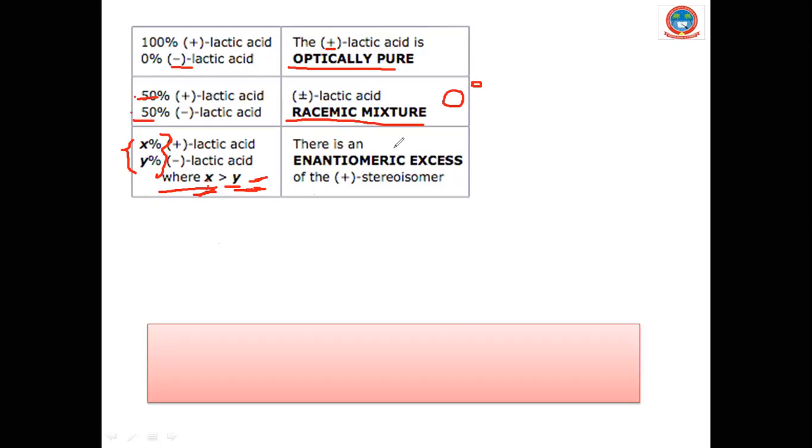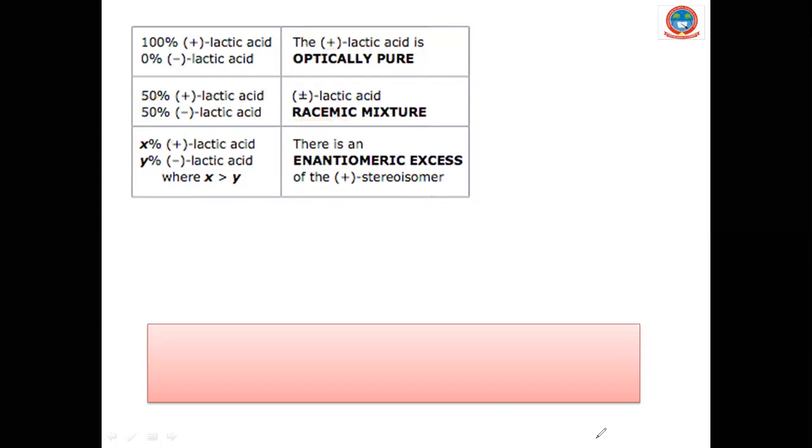Only such a mixture is called the unequal mixture of enantiomers. When you have such a type of mixture, this will not give 0 degree rotation. This mixture always gives you a very different rotation value, and it must be negative or positive, but never zero. Zero rotation will be given only by the mixture having 50% lactic acids. Okay, right. So like this we can understand these concepts.